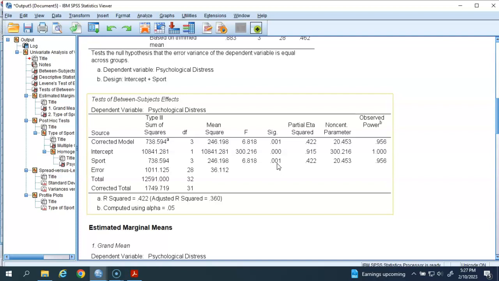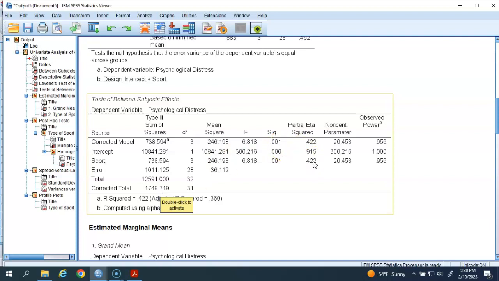We also automatically have eta squared calculated here for us. In this case, remember eta squared is sums of squares between over sums of squares total. So sums of squares between in this case was 738. Sums of squares total for the corrected model is 1749. We take that ratio, and we get 0.422.